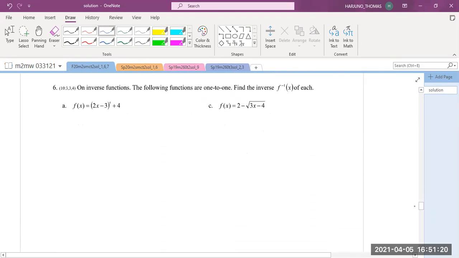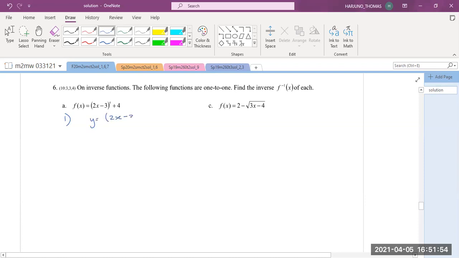Number 6, on inverse function, the following functions are one-to-one. Find the inverse function of each. And I think these are a standard question. Part A is basic. Part B, not that simple, but still reasonable. Okay, part C is the difficult one. Basically part A is a bonus question because it's supposed to be a question from intermediate algebra.